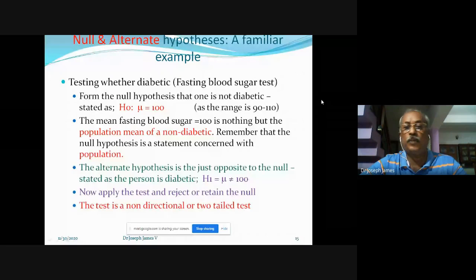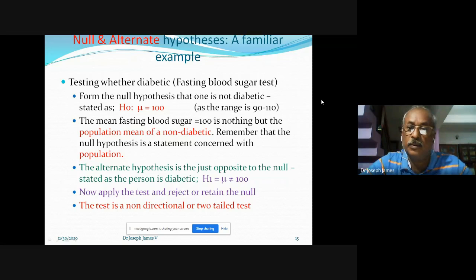And the alternate hypothesis is just the opposite of the null hypothesis, which may be stated as the person is diabetic, that is, H1: mu is not equal to 100. The population mean is not equal to 100. By making a statement that the population mean is not equal to 100, there is an implication that it can be more than 100 or it can be less than 100.